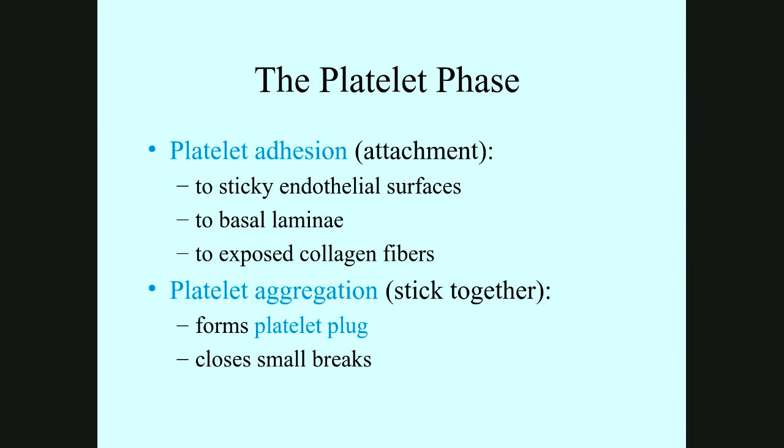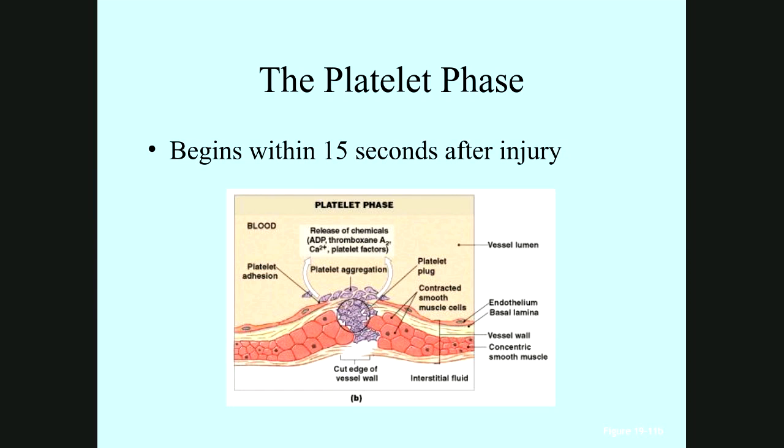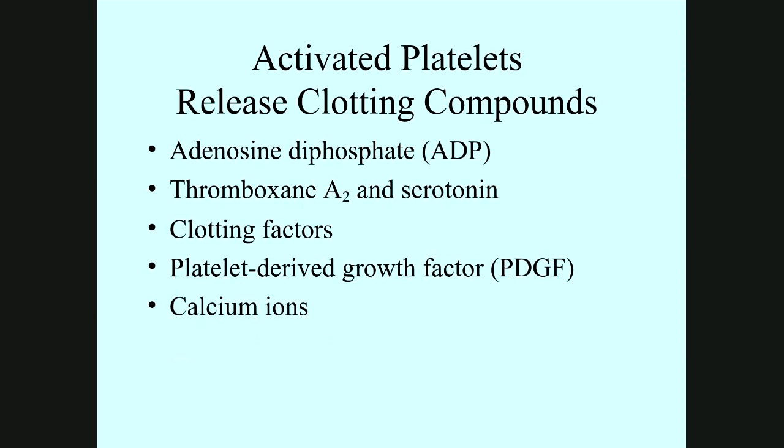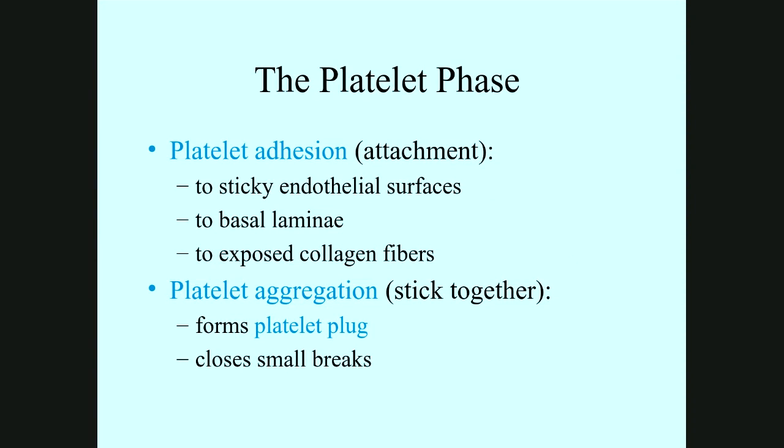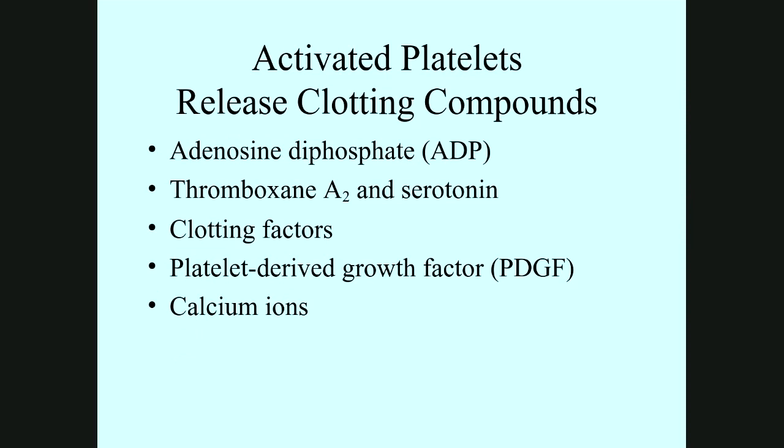So I go back to this slide. And they show you that this platelet forms a plug over here and aggregations, and they adhere to the endothelium, they adhere also to the basal lamina, to the vessel wall, and to the smooth muscle. And they form this platelet plug and close, therefore, this small break. And during this process, different factors are released, such as adenosine diphosphate, clotting factors, PDGF, platelet-derived growth factor, and calcium ions.